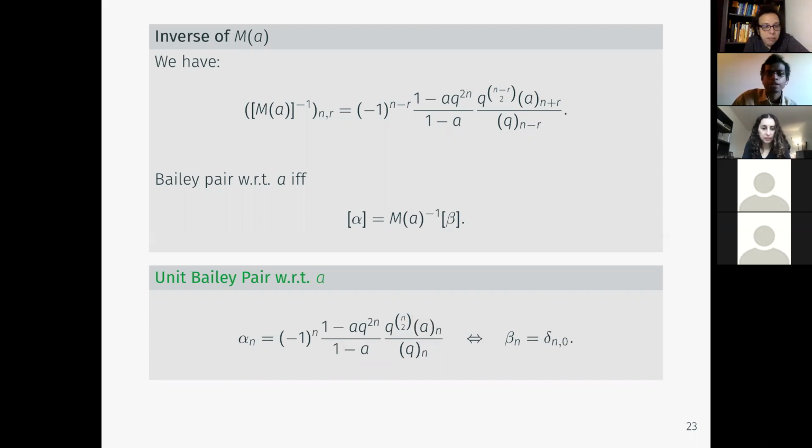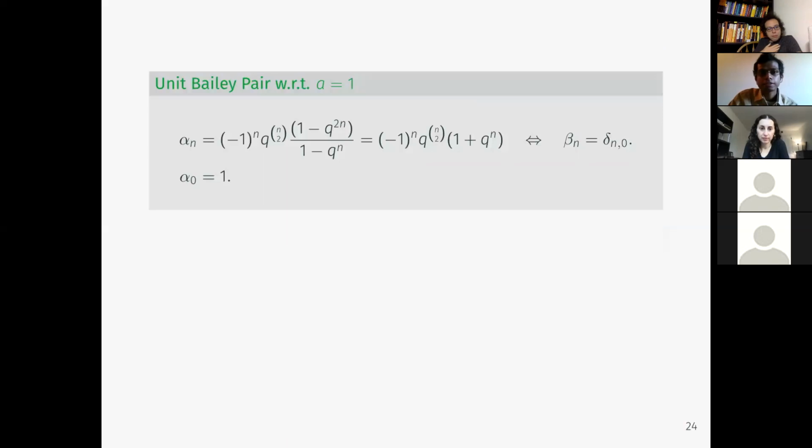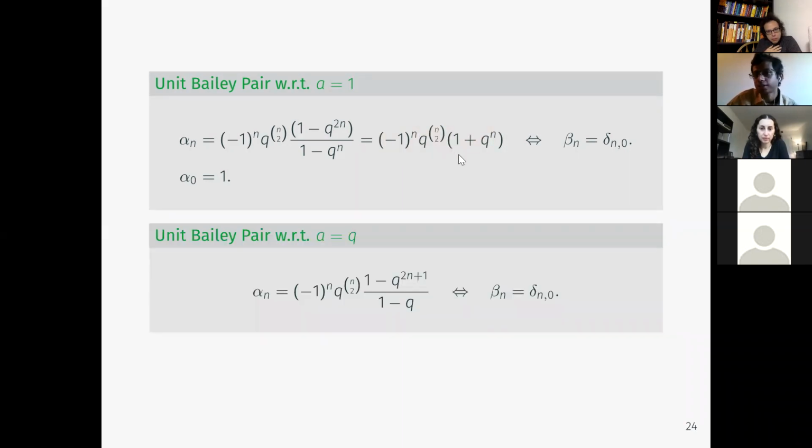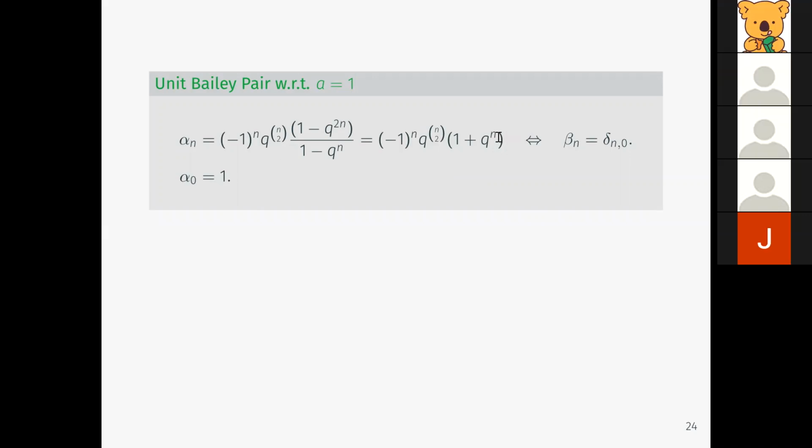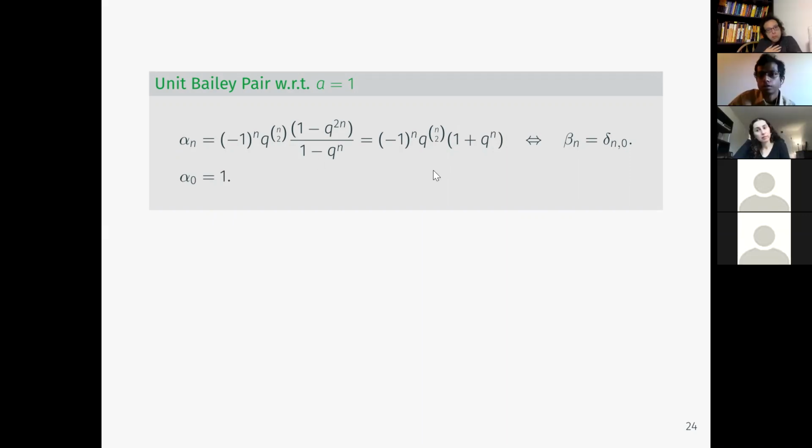Okay. All right, so that's the unit Bailey pair, where you take beta to be 1 and all zeros, and then alpha to be whatever you get by doing this inverse. So that's the unit Bailey pair. And if I actually plug in a equal to 1, you get this Bailey pair. You just simplify it. It simplifies like so. And alpha 0 is 1. If you plug in n equal to 0, you don't get that, so I have to say it separately. Okay, so that's the unit Bailey pair with a equal to 1.